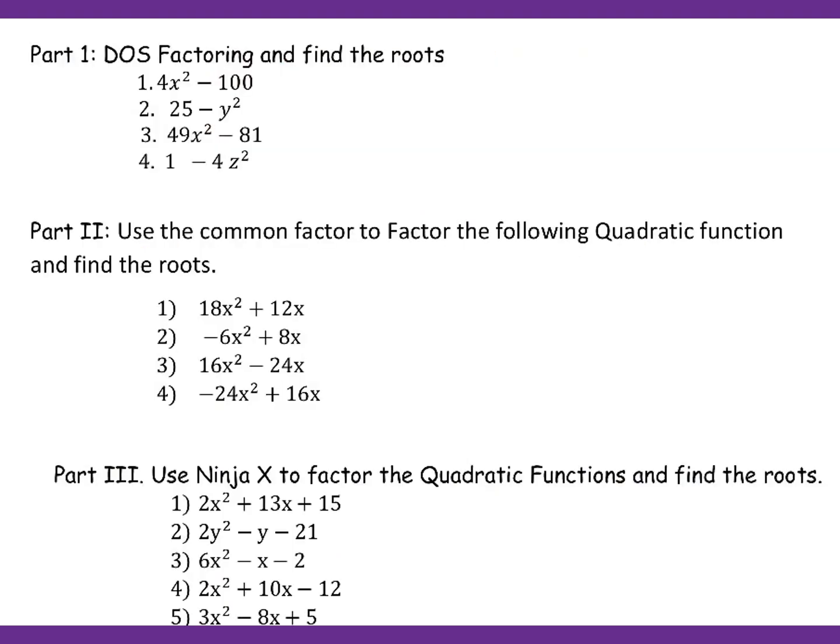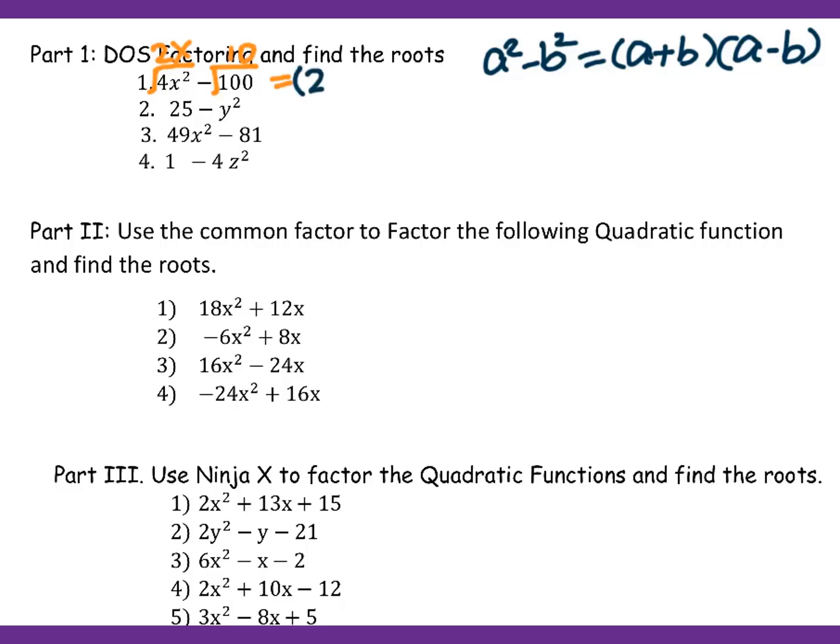For part 1, use difference of squares factoring and find the roots. Difference of squares means a squared minus b squared equals a plus b times a minus b. For number 1, I will take the square root of these 2 numbers. I got the 2x here and a 10. Therefore, I got 2x plus 10 and 2x minus 10.